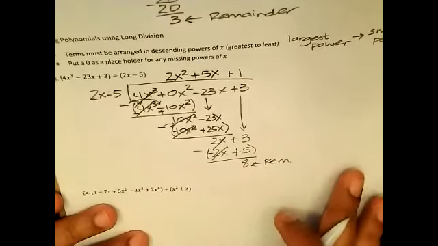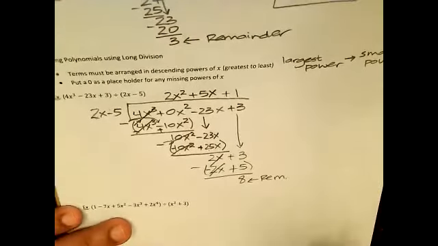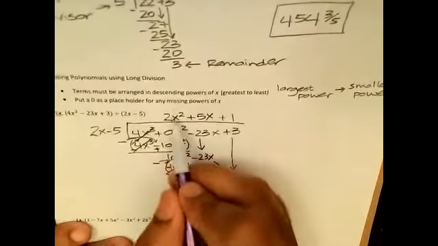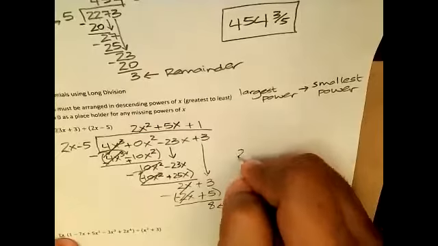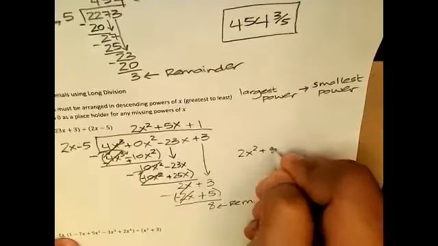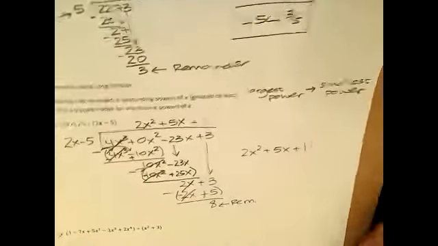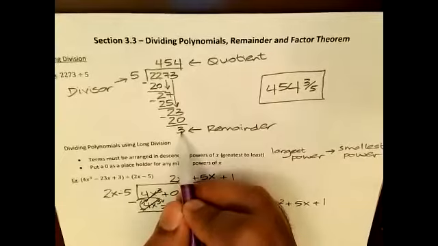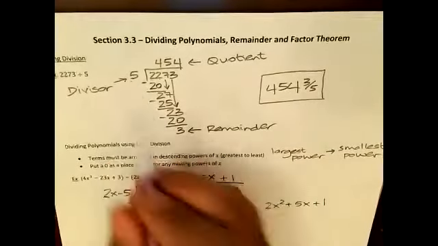So now here is how we're going to write down our answer. Our answer is going to be the quotient, which is what I have on top, 2x squared plus 5x plus 1. And because I have a remainder, like I discussed earlier, what we do when we write down our answer is we have to put the remainder over the divisor.